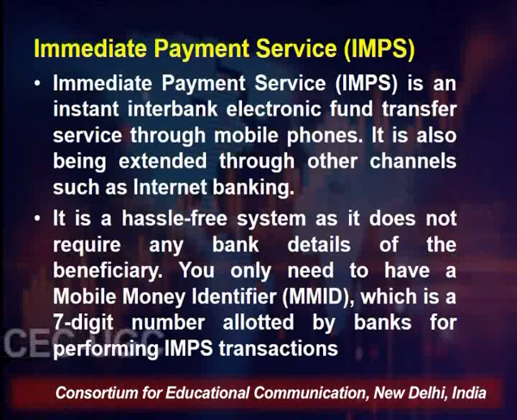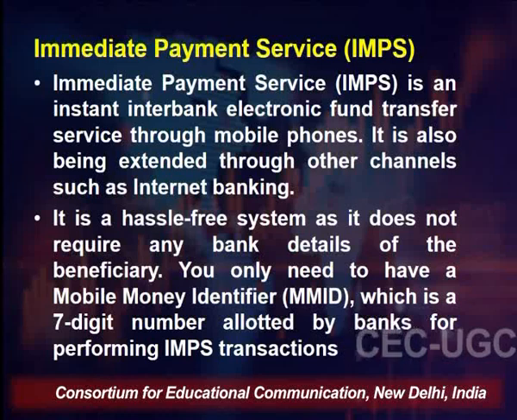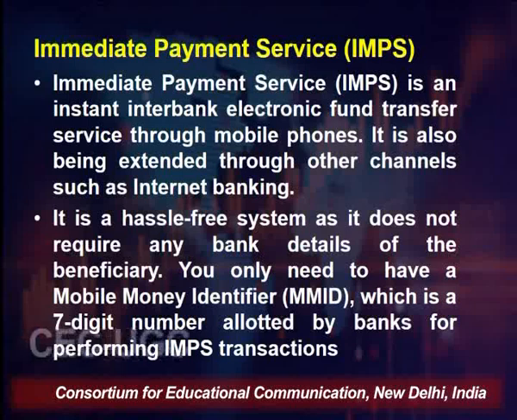How will you transfer then? You only need a Mobile Money Identifier, MMID, right? Mobile Money Identifier is a 7-digit number allotted by banks for performing an IMPS transaction. If I want to use IMPS, either the transferor or the transferee will be issued a 7-digit MMID number, right? So it is a 7-digit number allotted by banks for performing IMPS transactions.